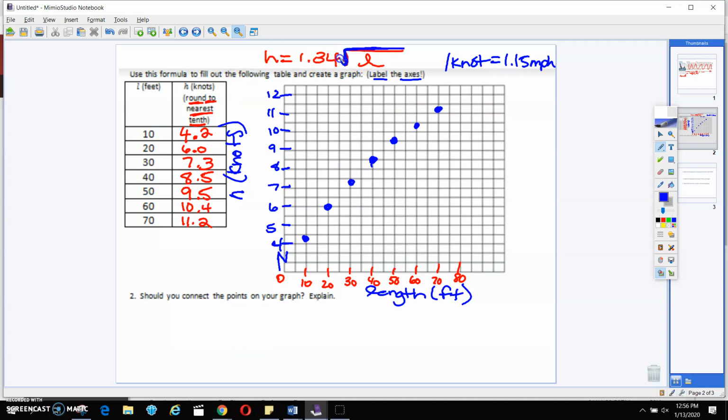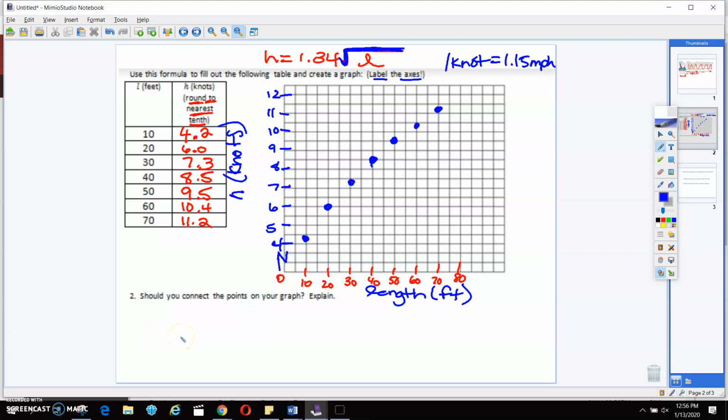Because it's got a square root. It's not linear because it's got a square root, right? Okay? So, on question 2, it says, should you connect your points on your graphs? Explain. Why? Because it's not linear, okay?